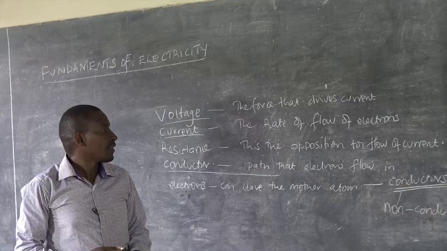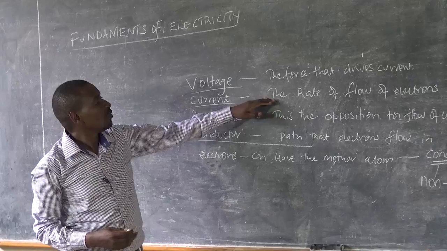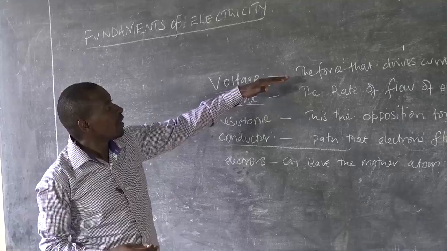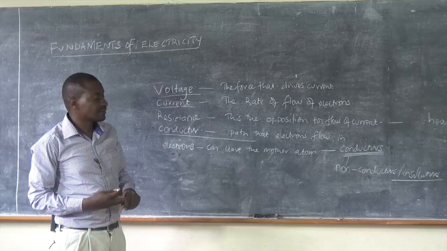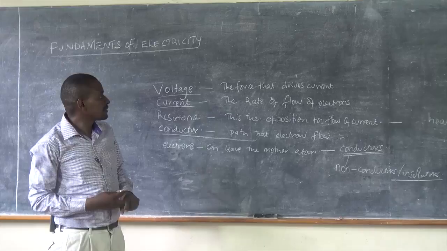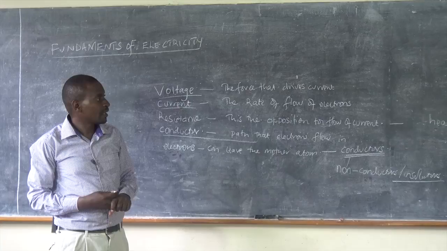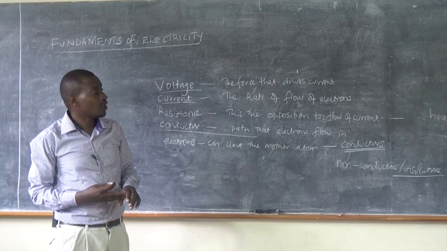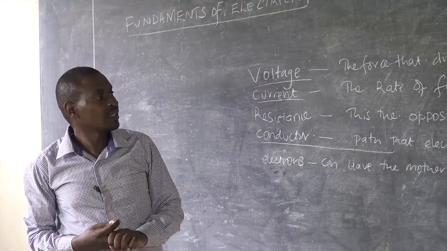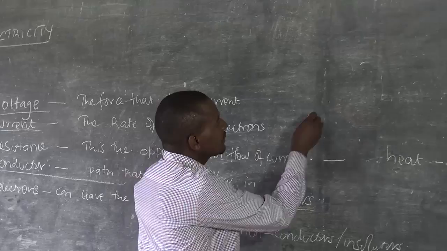Then we have said that the rate of flow of electrons is what we call current. Now, there is a relationship that relates the factors that we have seen, and this was devised some years back by a German engineer called Georg Ohm, and from that he wrote what is known as Ohm's law.